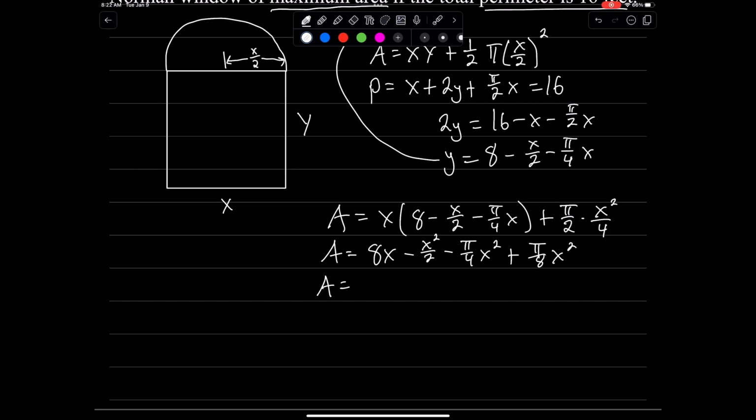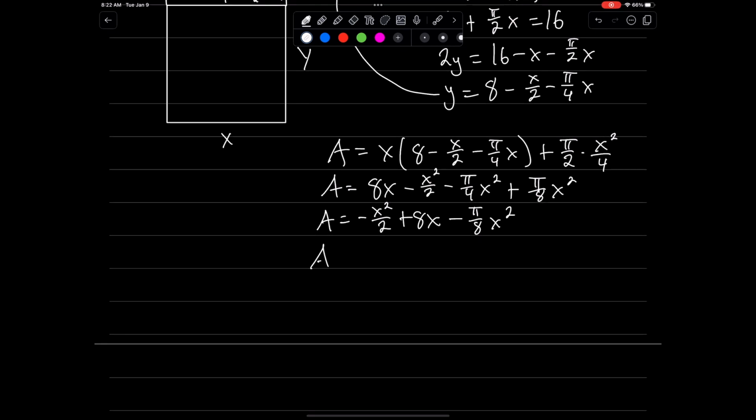I'm just going to change the way this looks a little bit. I'm going to put my negative x squared over 2 out front because it has the largest exponent, degree. And right here, I can combine these two. I have a negative pi over 4. Well, that's like 2 pi over 8s. And I have a positive pi over 8, so that's minus pi over 8 x squared.